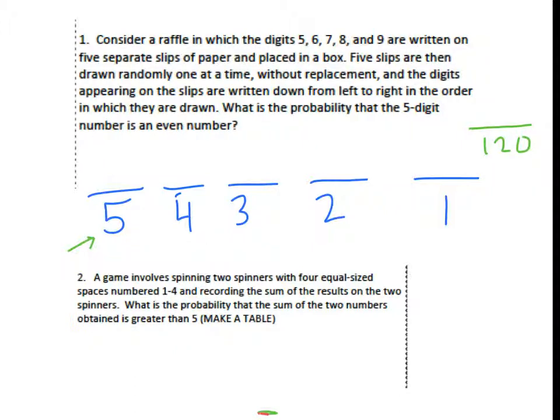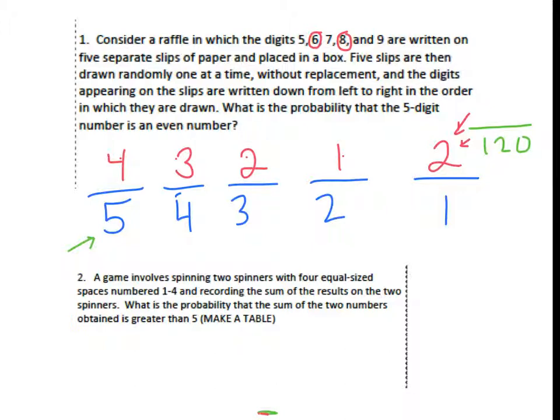Now we have to pay attention to what we have on the top. If it has to be an even number, it can only end in a 6 or an 8. So there's 2 possibilities for that last spot, which would leave us with 4 numbers left to place. Even though there's 2 possibilities here, we're only going to have 1 number there. It just can be one or the other. So once we put our even number here, that leaves us with 4 here. Then once we place that one, we have 3, then 2, then 1.